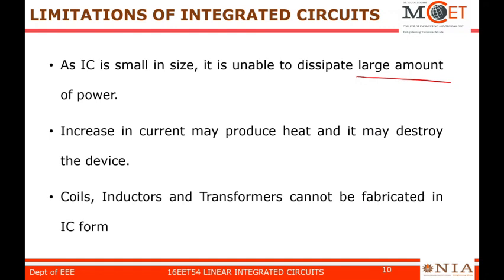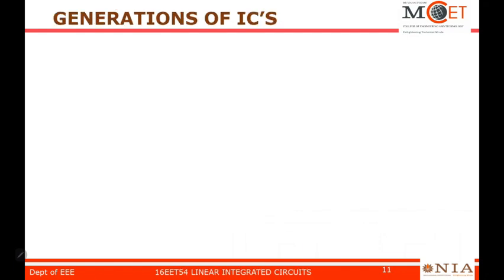Coils, inductors and transformers cannot be fabricated in an IC, but this is historical. So we can fabricate inductors. Okay, we can fabricate inductors in our IC. This may not be a limitation for an integrated circuit.